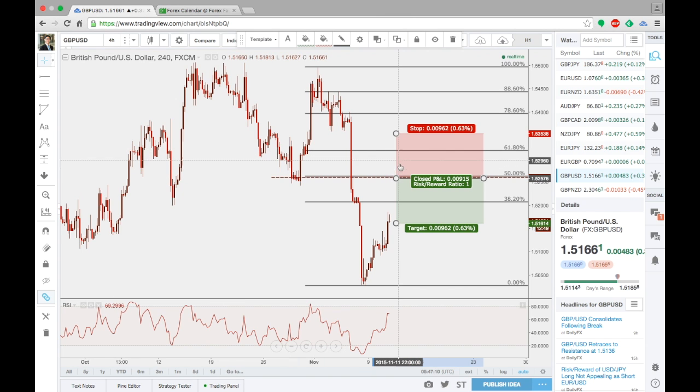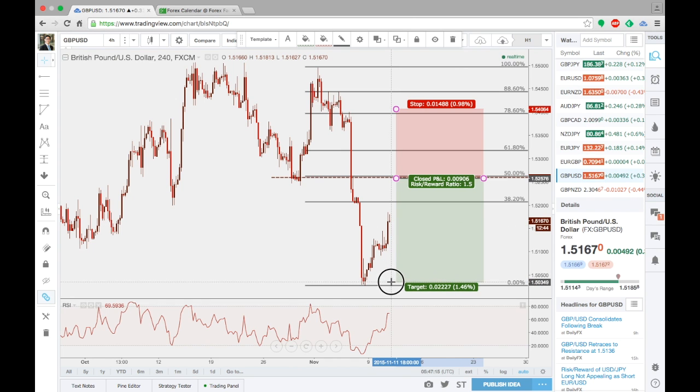So if we are shorting over here, our stops will have to go above the 78.6, and our target, not have to, but what we can target, is around the previous low level, and this gives us a risk to reward of 1.5. Not too bad for target 1.